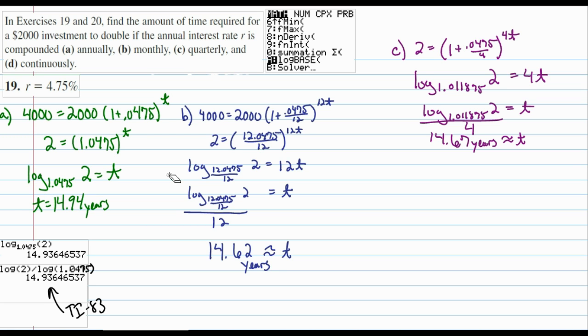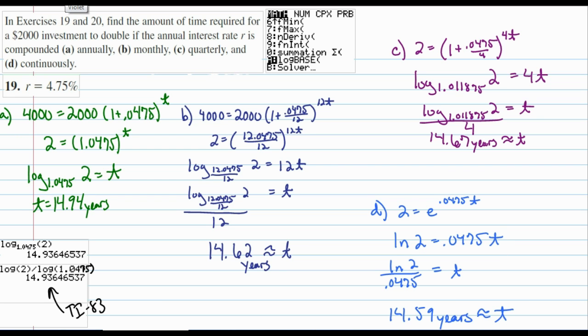Now part D asks for continuously. That is going to be the least amount of time because that will create the most amount of money. The more compounding, the better. Well, assuming you're saving money. So part D, 2 equals, again, your initial value is going to be 1 because we're just trying to double that. e to the rt. Logs solve for exponents, so I'm going to use log base e. So natural log of 2 equals my exponent, so 0.0475t. Divide both sides by 0.0475, and I get about 14.59 years, the least amount of time so far.